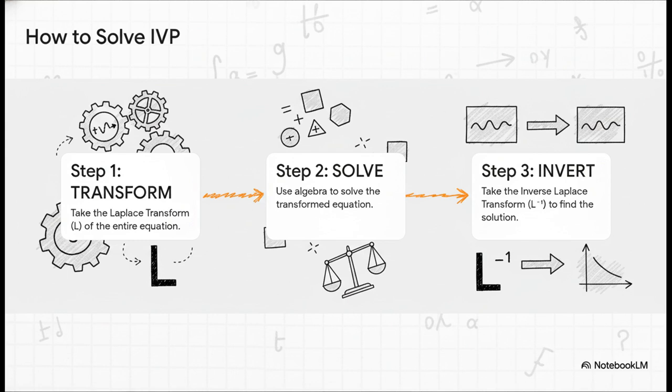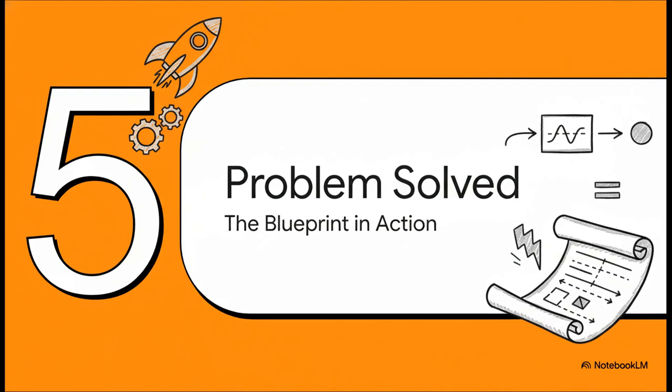Step 2. Solve. Now you're in the algebra world, so you just solve for your function, Y(s), using basic algebra. No more calculus. Step 3. Invert. You take that clean algebraic answer and use the inverse transform to bring it back to the T world. That's your final solution. Transform, solve, invert. That's the mantra.